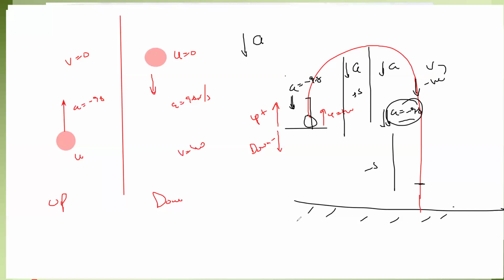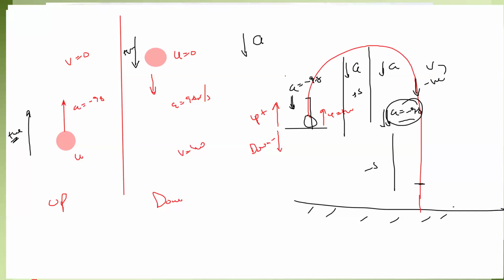Because when I'm considering the half motion, all the motions are downward. That's why I'm considering the downward direction to be positive. And here all the motion is upward. That's why all the upward directions are positive. But when a complete motion is there, in that case, acceleration will always be considered as negative 9.8. Is it clear?